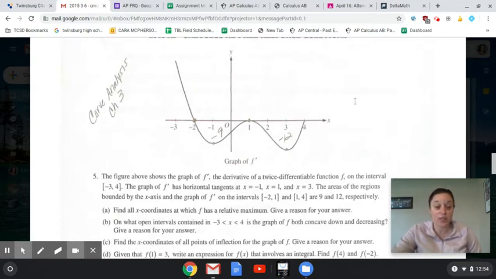So then I get to what the question's asking. Parts A, B, and C were all curve analysis. Part D was the only part that wasn't. Part D was more of a chapter 4 fundamental theorem question. So part A wanted to know what x coordinates does it have a maximum?